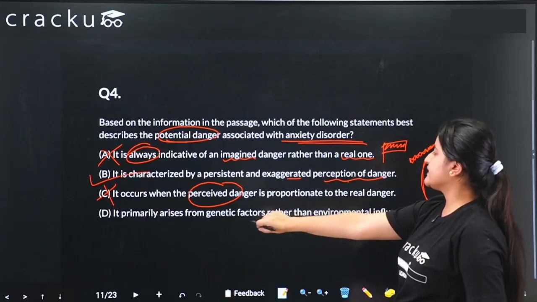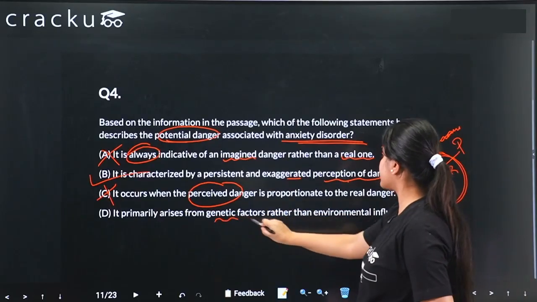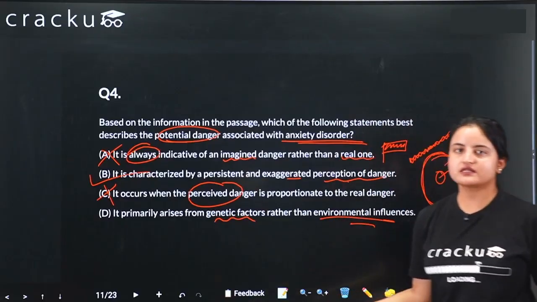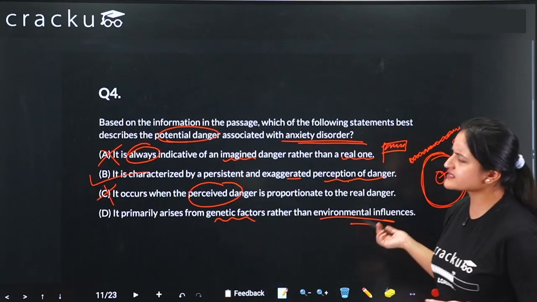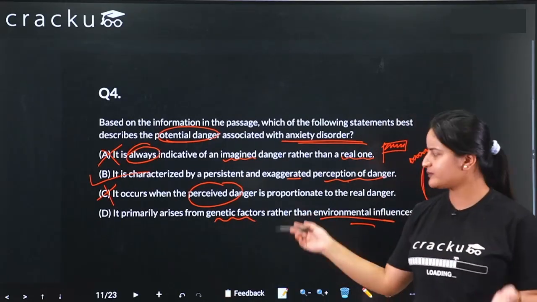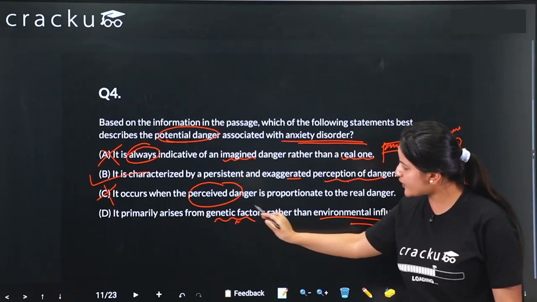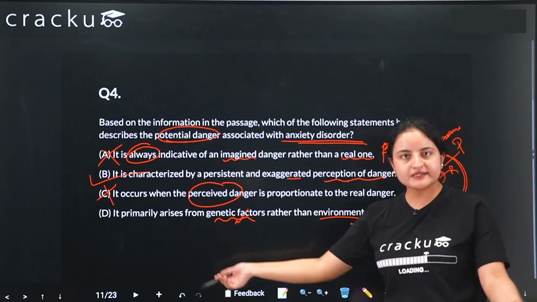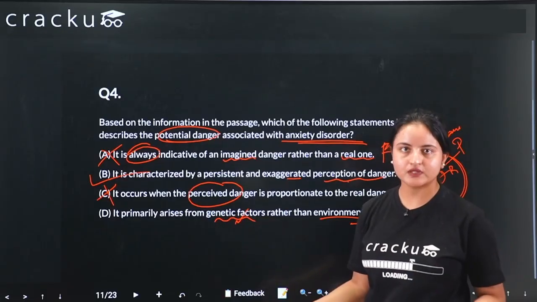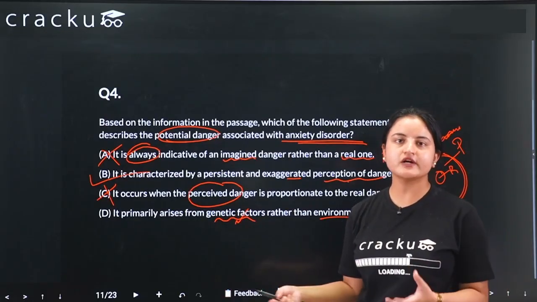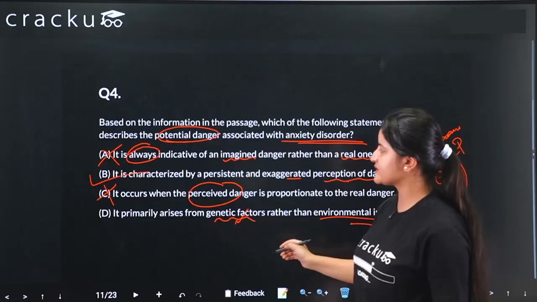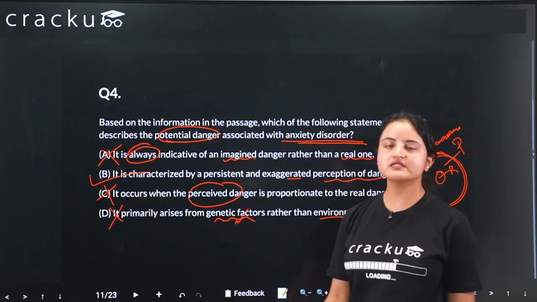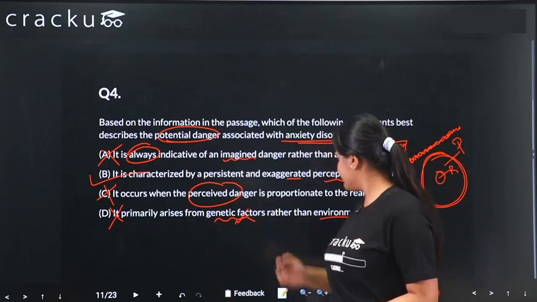It primarily arises from genetic factors rather than environmental influences. Scientists were studying these things. But did the scientist or the author ever make this claim that genetic factors are more responsible than environmental? No, they themselves don't know yet. They are studying them. Studying something does not mean that you can make claims about it. So this is wrong. And mostly the right option is a balanced option. B is the right choice.